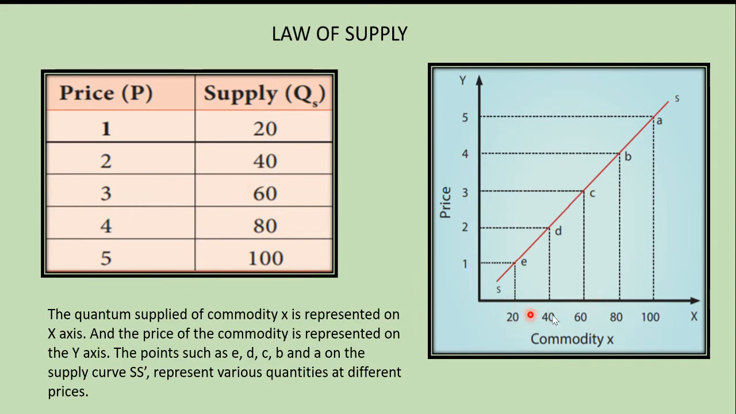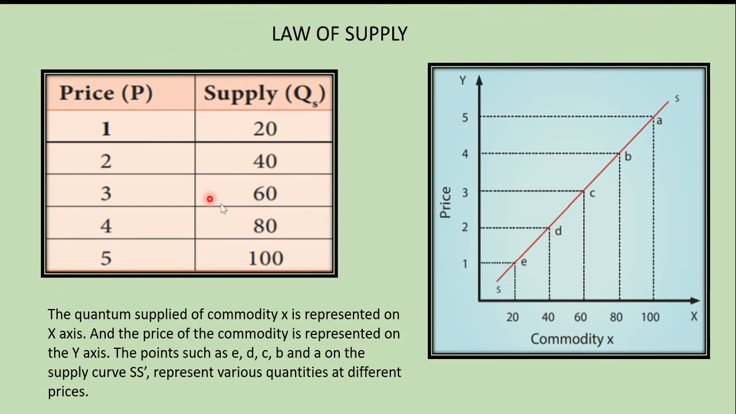On the X-axis, we mark the commodity X, and on the y-axis we represent the price. So the quantity supplied of commodity X is represented on the x-axis and the price of the commodity is represented on the y-axis. The points such as E, D, C, B and A on the supply curve SS represent various quantities at different prices. So look at this point E. How do you mark E? 20, 1, because the commodity is 20 and the price is 1. So E represents 20, 1.